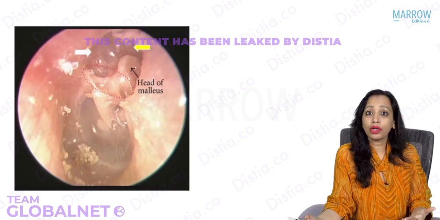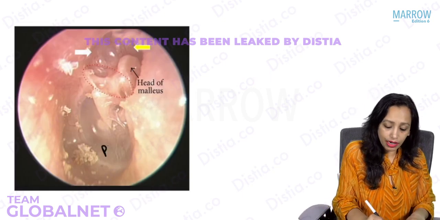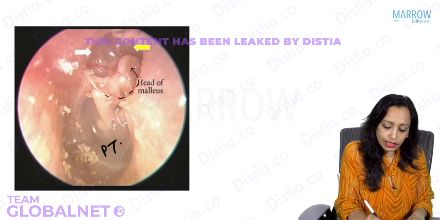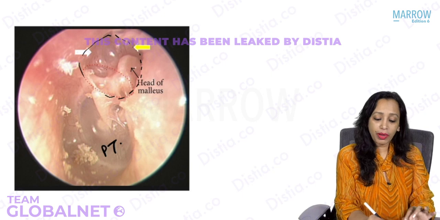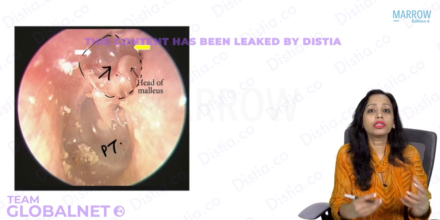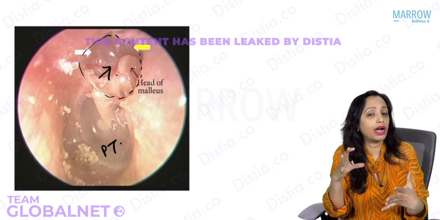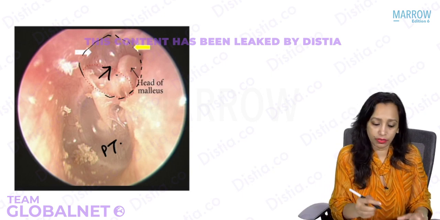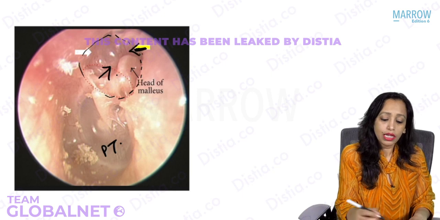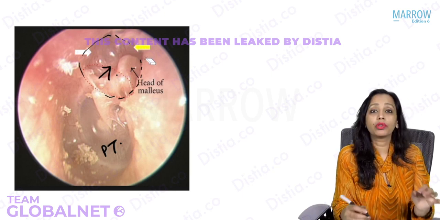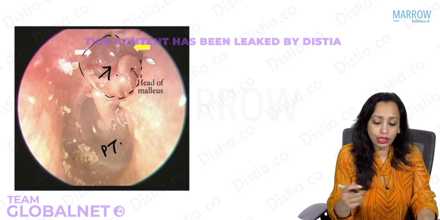Yes, just see this. Can you see this? What are you noticing here? This is the pars tensa. And here in the pars flaccida area, can you see a big retraction pocket? The space this retraction pocket has gone into, just medial to the pars flaccida, is what is known as the Prussak space. And here we can also see that there is erosion. This yellow mark is erosion of the scutum. The scutum has also got eroded because of the disease.